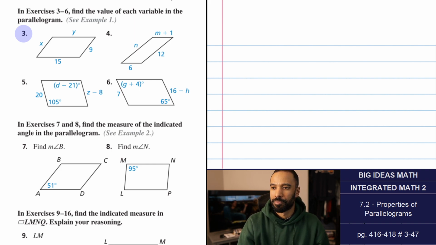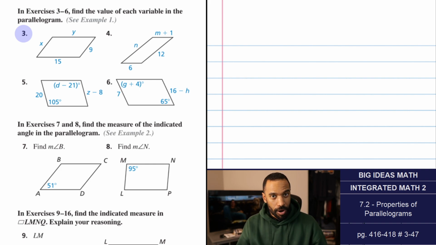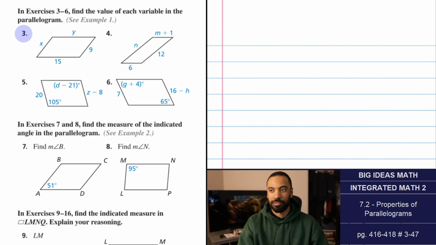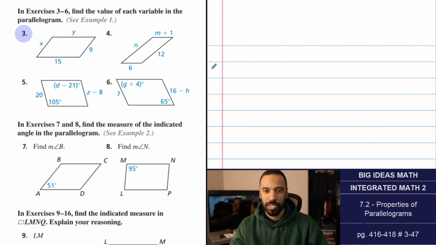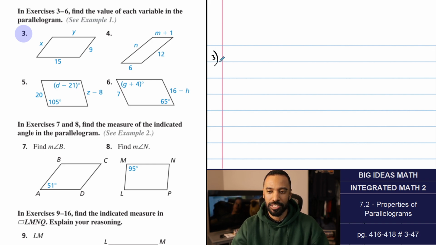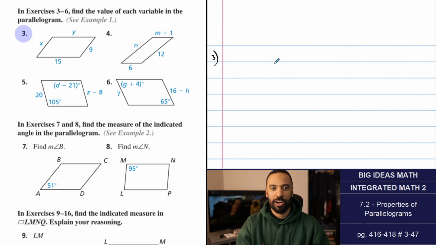Okay, guys, let's take a look at numbers 3 through 47. Because there are probably proofs, some parts might be longer than others. We'll see if the first stuff starts off pretty easy. I'm unlikely to copy down diagrams to this side as they're over there, unless I need to mark it up more so. So these ones, 3 through 6, find the value of each variable in the parallelogram.